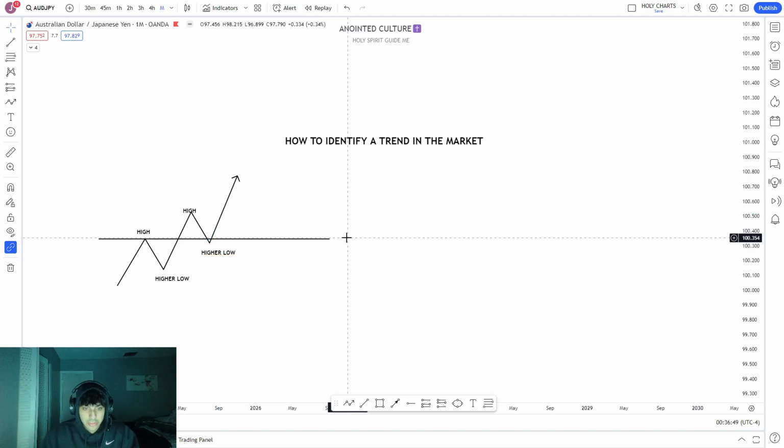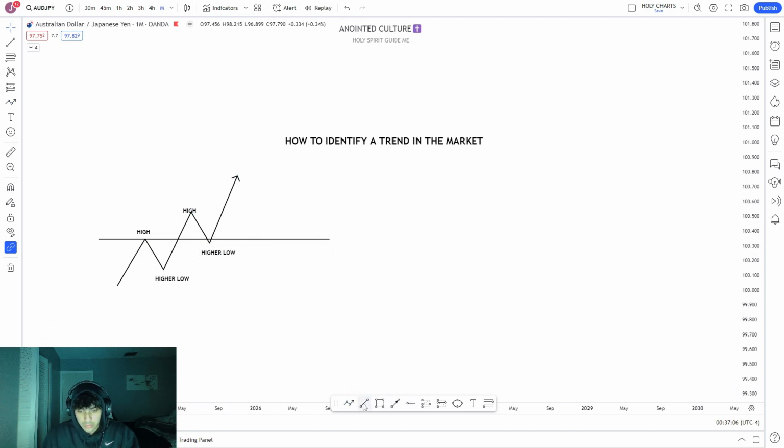People overcomplicate trading. It's not that complicated. You don't have to use any indicators. So now let me show you an example for a downtrend. For a downtrend, it's the same exact thing but inverted.